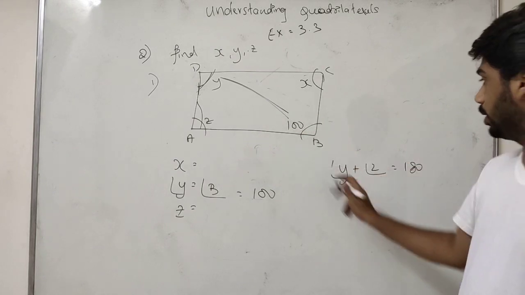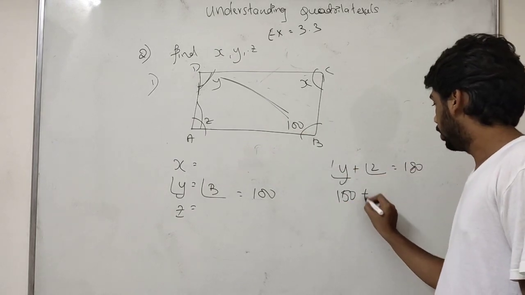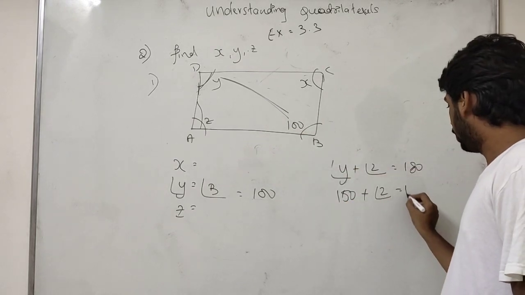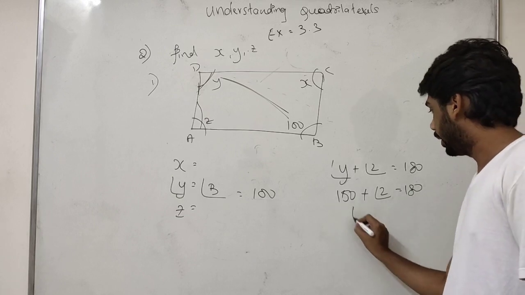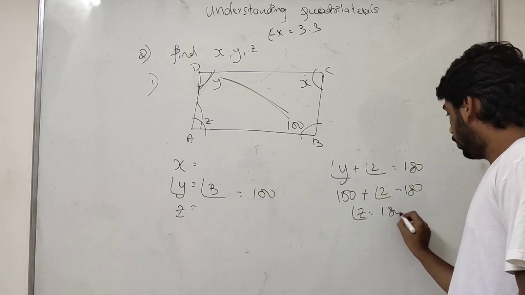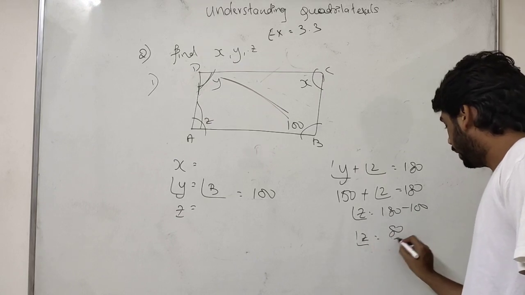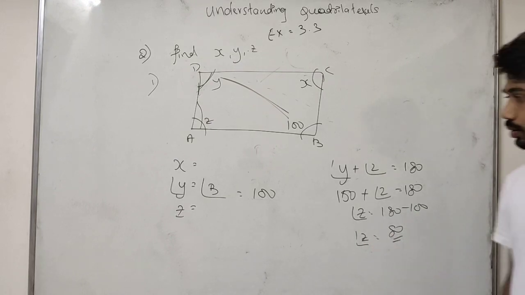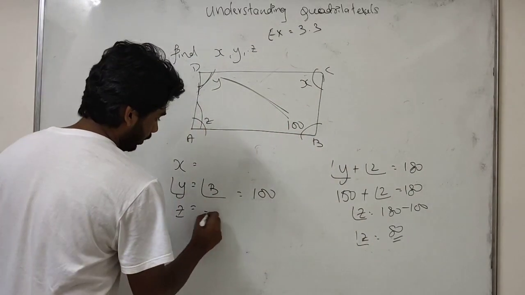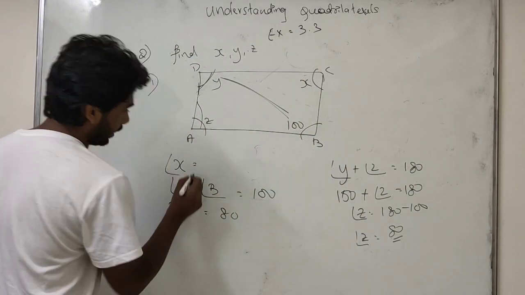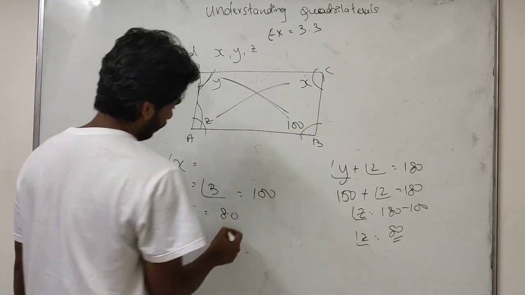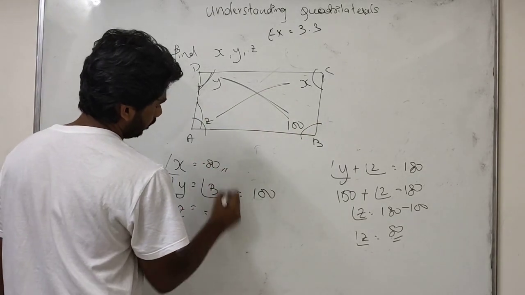So angle y is how much? 100. Plus angle z is equal to 180 degree. So here we are getting angle z is equal to 180 minus 100. So angle z will be 80 degree. Now angle x, opposite sides will be equal. So it will be 80 degree.